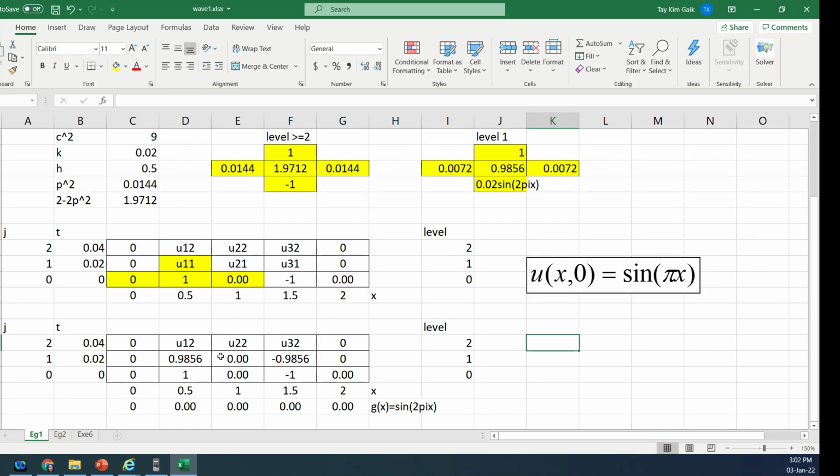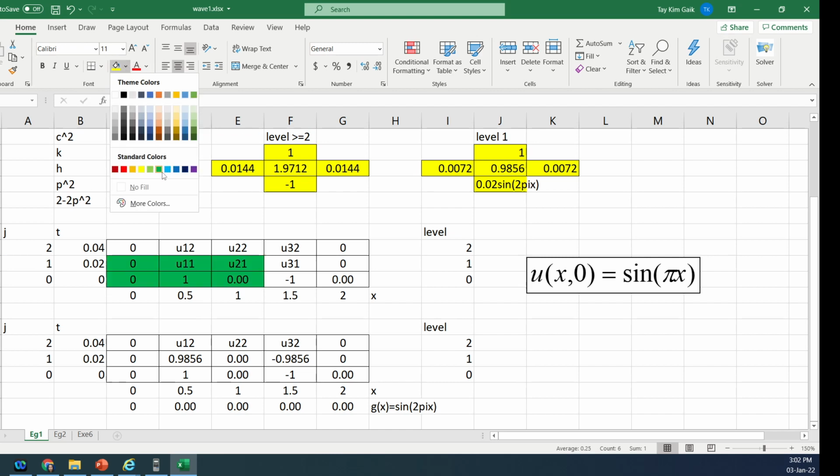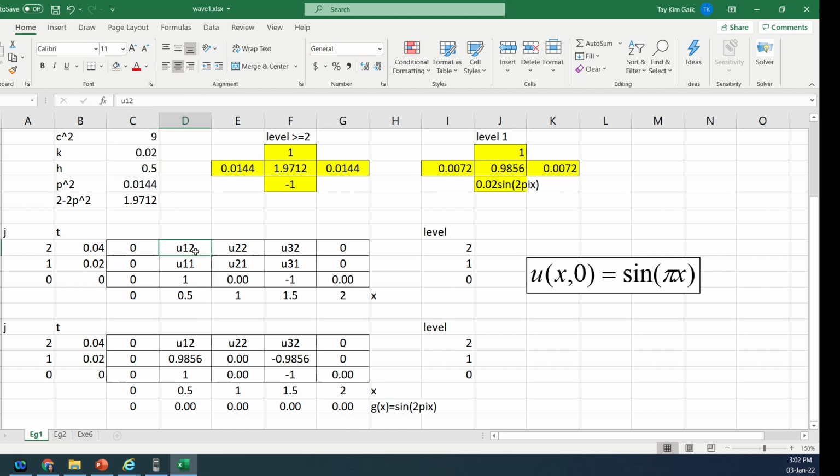After you obtain level 1, then you apply the 3 level molecule to calculate U12. It's like this. U12.